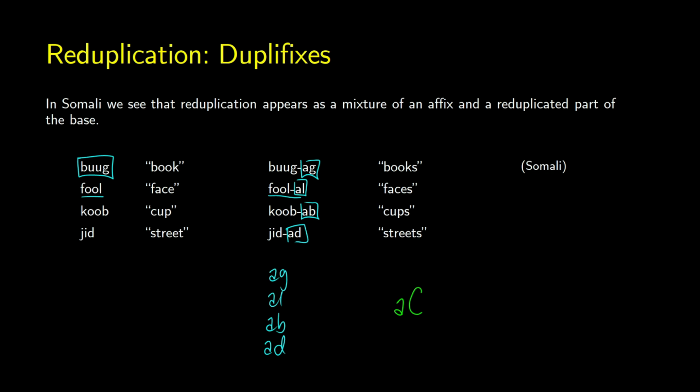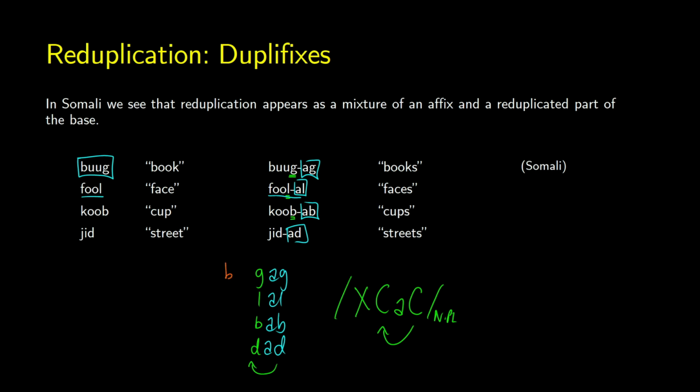Well, if we take a look at the final sound in the root here, and we write it down, we actually see that this final sound is being partially reduplicated. So this consonant is going to depend on the consonant in the base. So, in other words, this is going to be our plural form, XCAC. So we don't really care what comes before this final consonant.